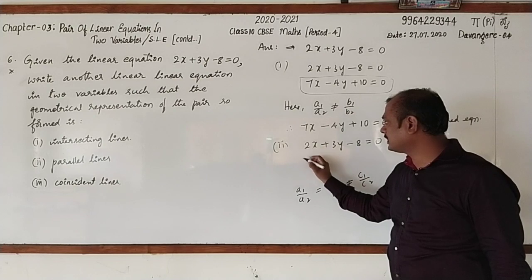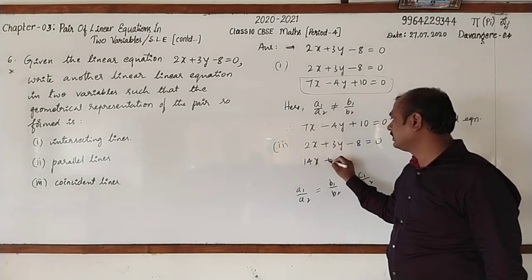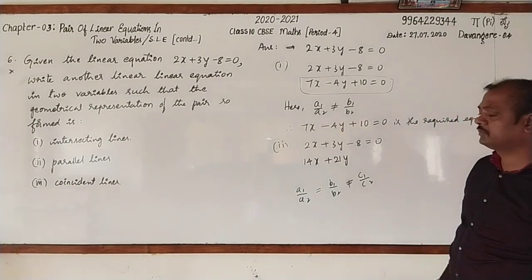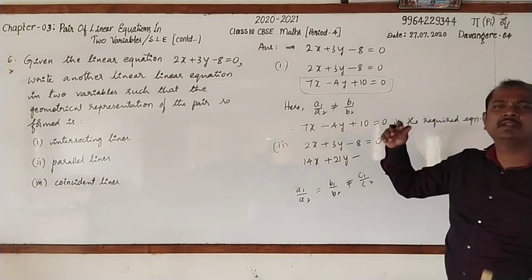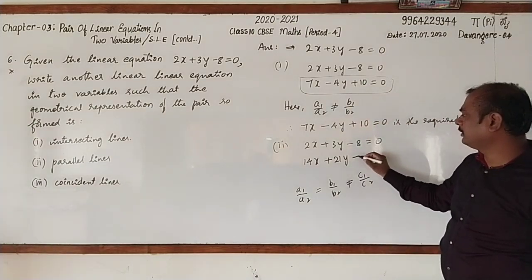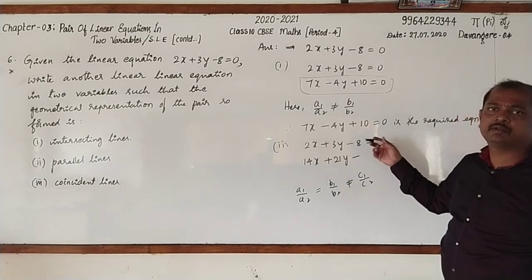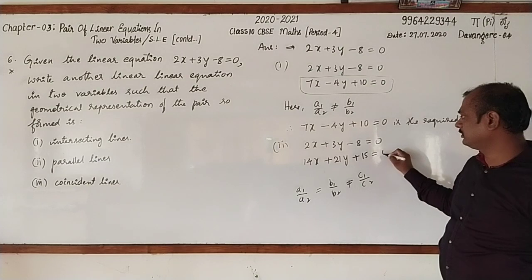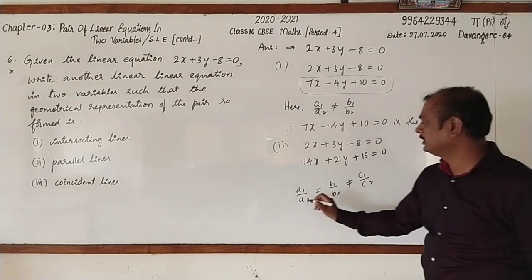I'll write 7. 7 2s are 14, 14x. 7 3s are 21, 21y. Minus this one, any number, maybe plus 11, plus 15, whatever it is, plus 15 or minus 15. Now you just check that.